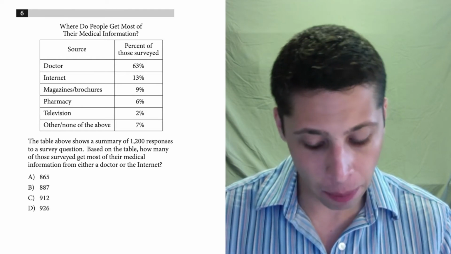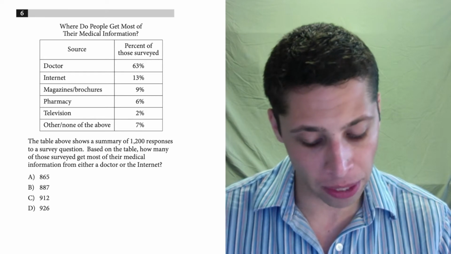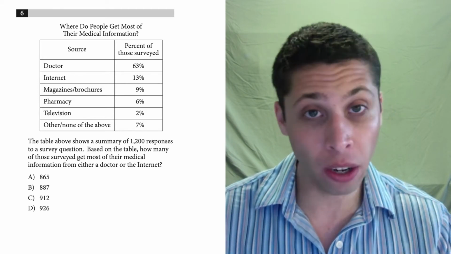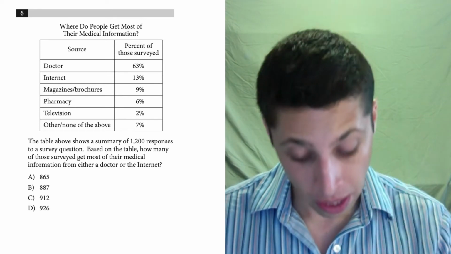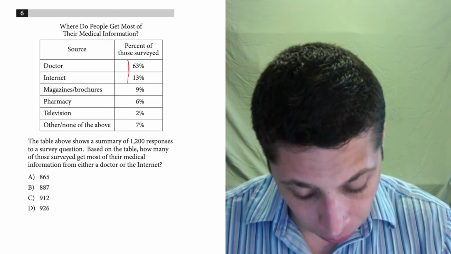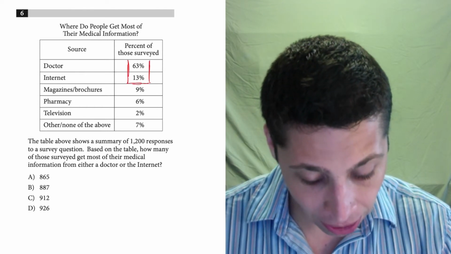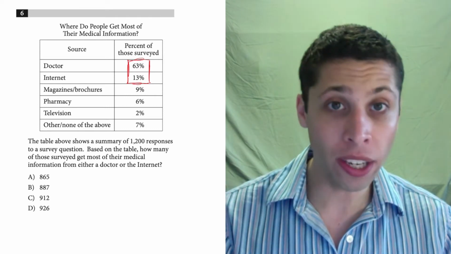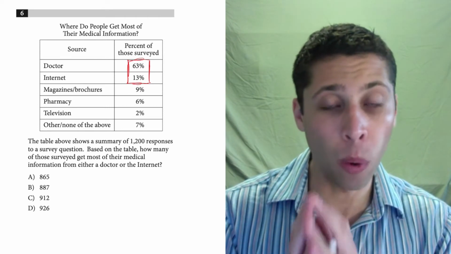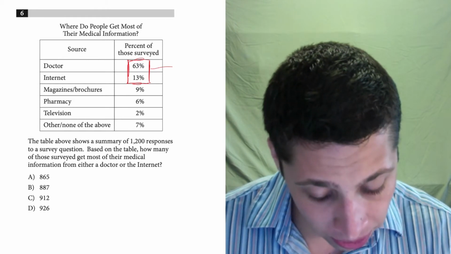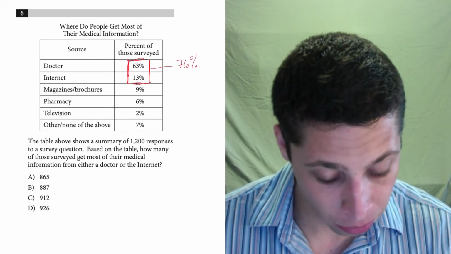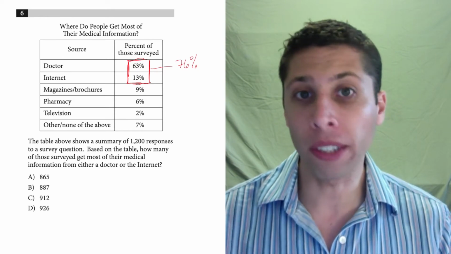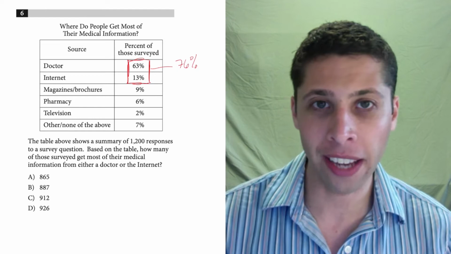But based on the table, how many of those surveyed got most of their medical information from either a doctor or the internet? So that just means we need to focus not on one piece of this chart, but on two. So our result here, or our percentage that we care about, is actually both of these numbers added together. It's the doctors or the internet, so we got to put them together and get one total percentage. So in this case, we can probably do that in our heads. That's 76%.